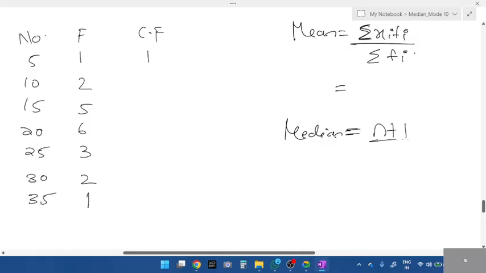Why n plus 1 divided by 2? What's the reason? Where is the number of terms given? Where is it given? Okay. Where is it given? See, 5 is odd, 10 is even, 15 is odd, 20 is even. So what do you mean by that? What do you mean by even odd?